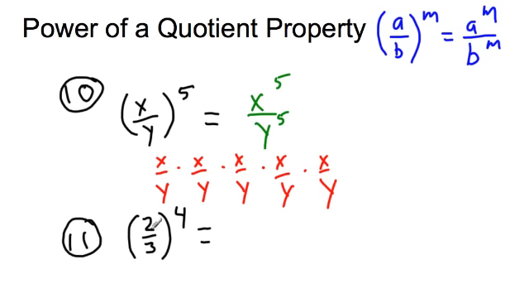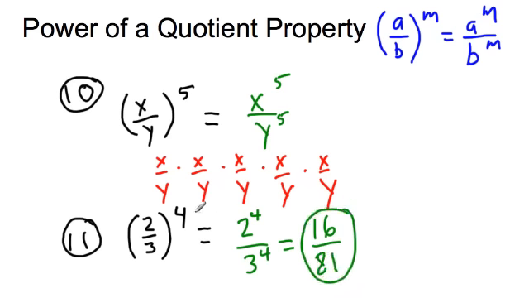Last example, 2/3 to the 4th power. Well, that becomes, using our property, 2 to the 4th power divided by 3 to the 4th power. Because these are both constants, we can simplify 2 to the 4th, multiply 2 four times, and get 16. 3 to the 4th, as we've done before, is equal to 81.